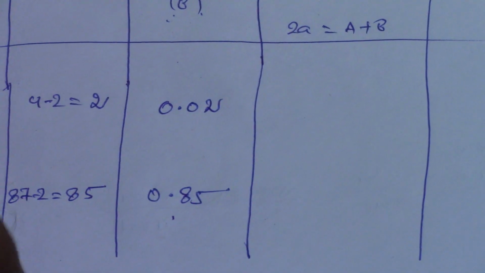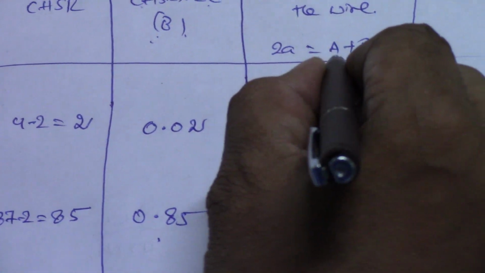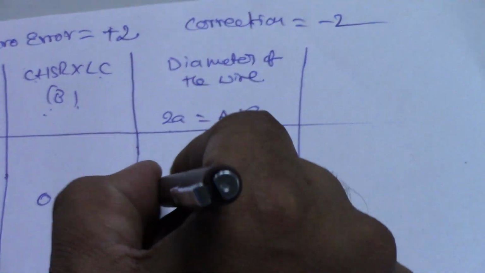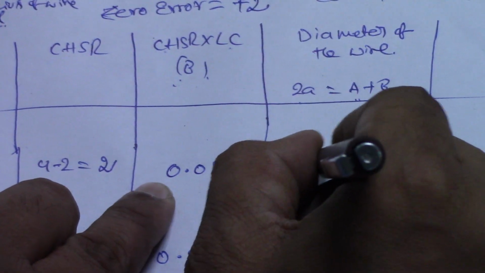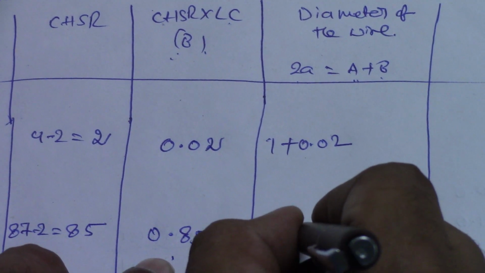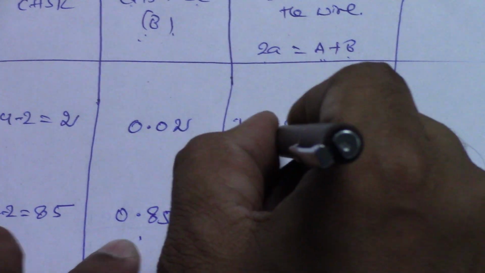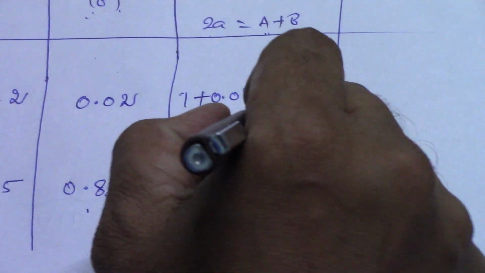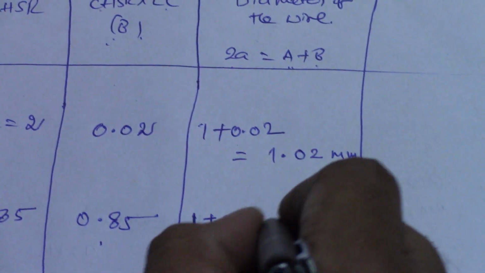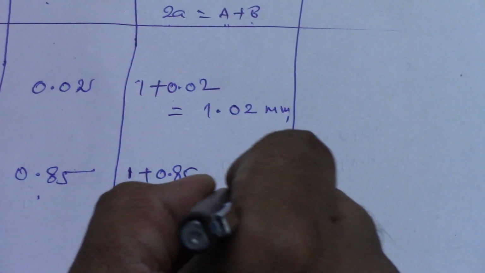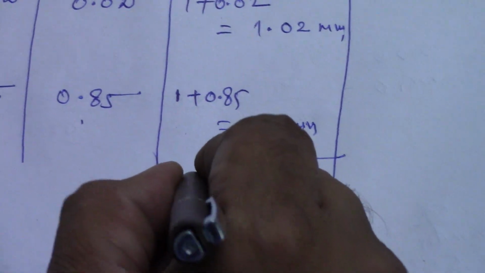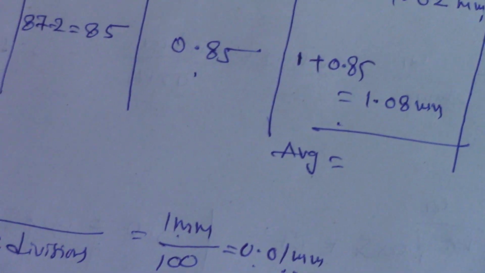Here we got B. CHSR into LC is assumed as B, and PSR is A. So finally, the diameter of the wire is A plus B. Here A is 1 plus B is 0.02. Here A is 1 plus B is 0.85. So 1 plus 0.02 is obviously 1.02 in mm, and this is 1.085 in mm. Let us take the average.